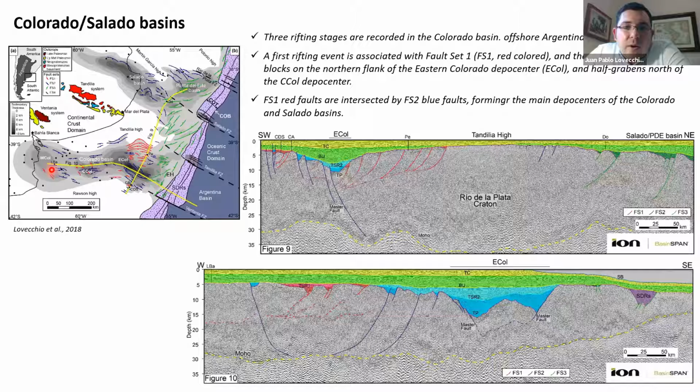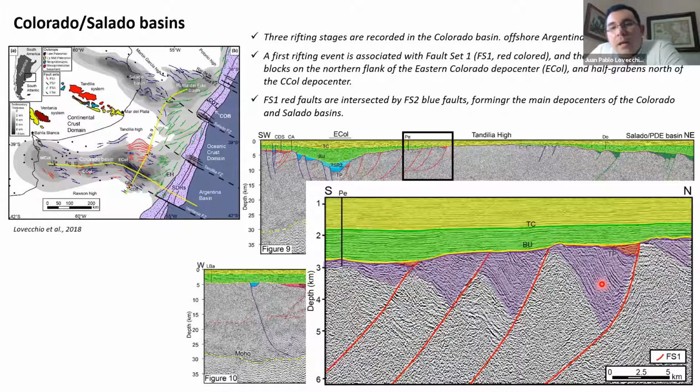We see its half graben. We see there are some tilted blocks on the northern flank, such as that one. And these tilted blocks are formed by pre-rift strata. In this case, these are Paleozoic strata in the pre-rift that were deposited before rifting and were deformed and were part of these tilted blocks that formed during rifting. So the strata is pre-rift, but the tilted blocks form during rifting. This section goes north and is showing the southern part of the Salado Basin.